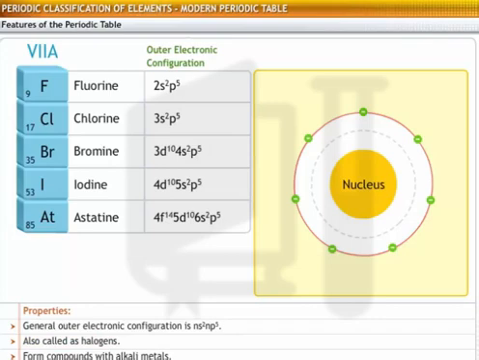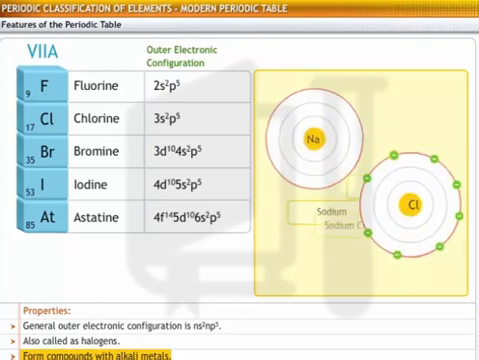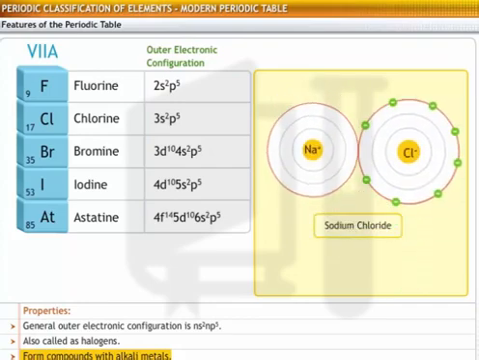These elements have the tendency to gain electrons and become stable. This property helps in the formation of compounds with alkali metals. For example, chlorine accepts 1 electron from sodium to form sodium chloride.